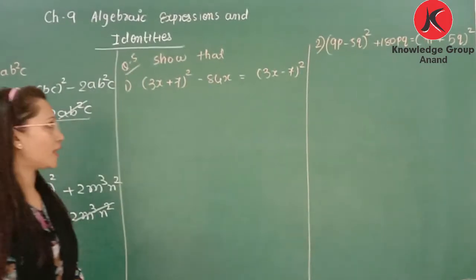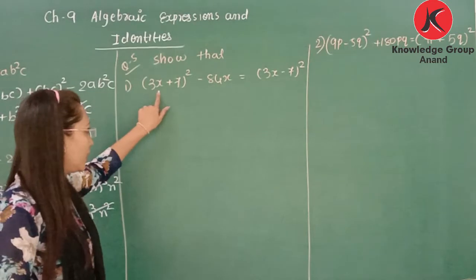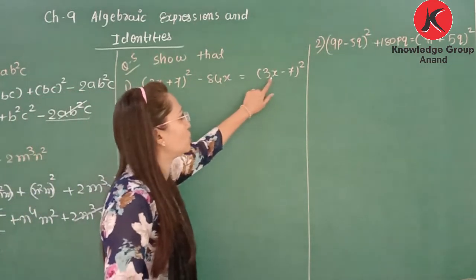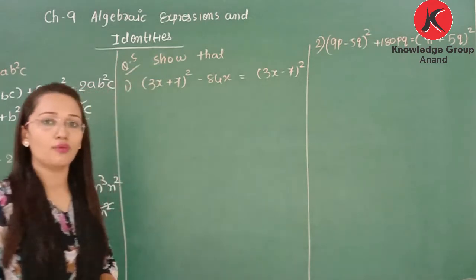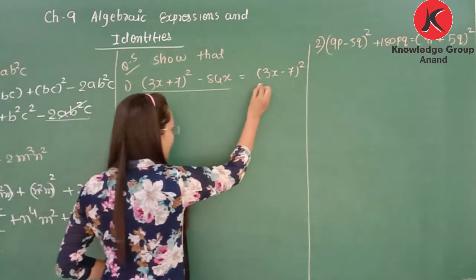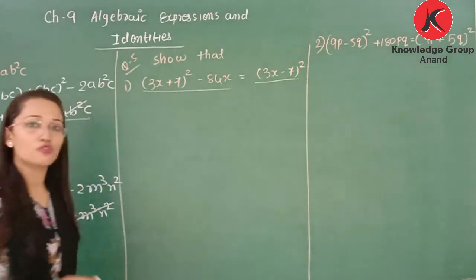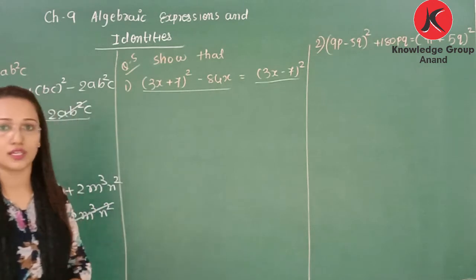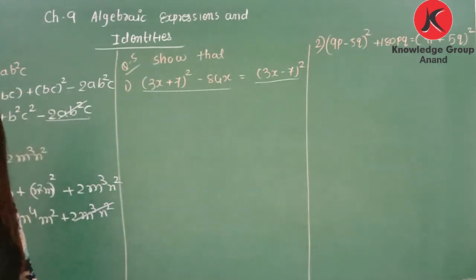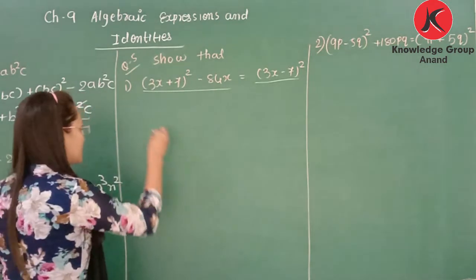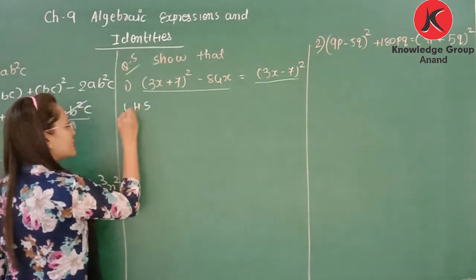Now question number 5. Show that (3x plus 7) whole square minus 84x is equal to (3x minus 7) whole square. Here what you need to do? You need to show that the left hand side is equal to the right hand side. So first of all we will solve the left hand side and then the right hand side. If both sides are equal, then it is proved. So let's start. Here we will solve the left hand side first.